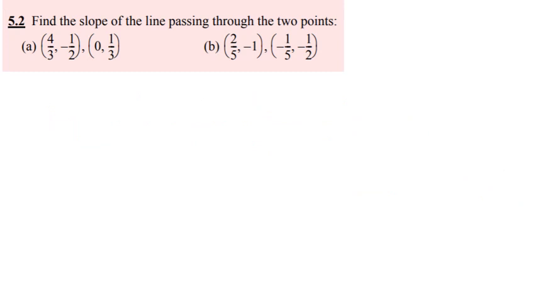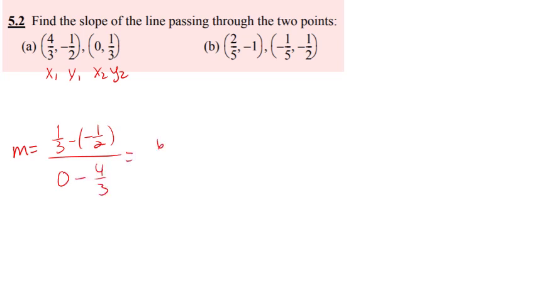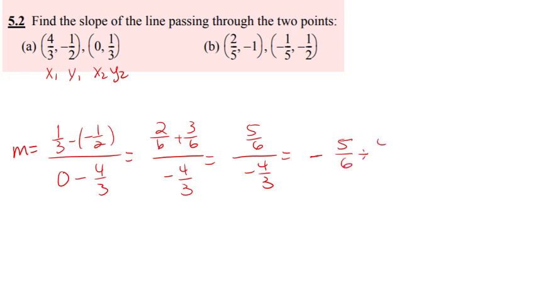Okay, same problems here, so if you want to pause and try, you can. x1, y1, x2, y2. I'm going to stop writing the formula down, but you should. 1/3 minus negative 1/2 over 0 minus 4/3. So common denominator. And then simplify. Answer is going to be negative. Write it the way we know how. Keep, change. And simplify. And I got negative 5 over 8.